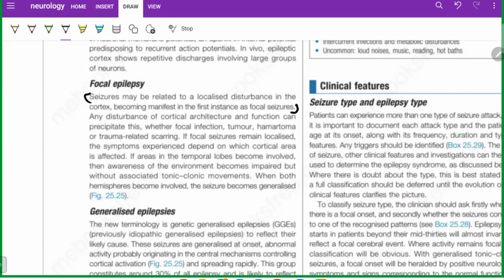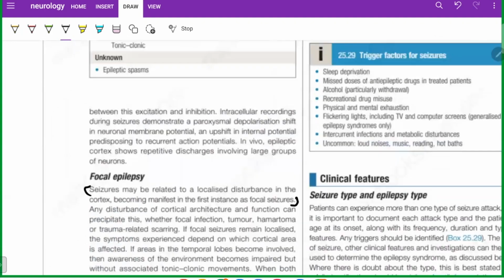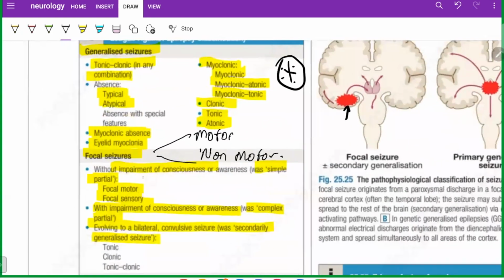ஓகேவா? ஸோ ஃபர்ஸ்ட் ஒன் அதுலயே ஃபோக்கல் சீஷர்லாம் நான் ரெண்டு சொன்னேன். என்னென்ன? வித்தவுட் டிஸ்காக்னிட்டிவ் ஃபீச்சர்ஸ், வித் டிஸ்காக்னிட்டிவ் ஃபீச்சர்ஸ், அதாவது வித்தவுட் லாஸ் ஆஃப் கான்ஷியஸ்னஸ், வித் லாஸ் ஆஃப் கான்ஷியஸ்னஸ். ஸோ அதை தான் நெக்ஸ்ட் ஐ எம் கோயிங் டு டெல். ஸோ ஃபர்ஸ்ட் ஃபோக்கல் சீஷர்ஸ் வித் லாஸ் ஆஃப் கான்ஷியஸ்னஸ் எடுத்துக்கோங்க. தட் இஸ் கோயிங் டு பி இம்பேர்மெண்ட் ஆஃப் கான்ஷியஸ்னஸ் ஆர் அவேர்னஸ். தட் இஸ் சிம்பிள் பார்ஷியல். ஸோ இதுல என்ன ஆகும்னா உங்களுக்கு கான்ஷியஸ்னஸ் வந்து ஃபுல்லி ப்ரிசர்வ் ஆயிடும்.